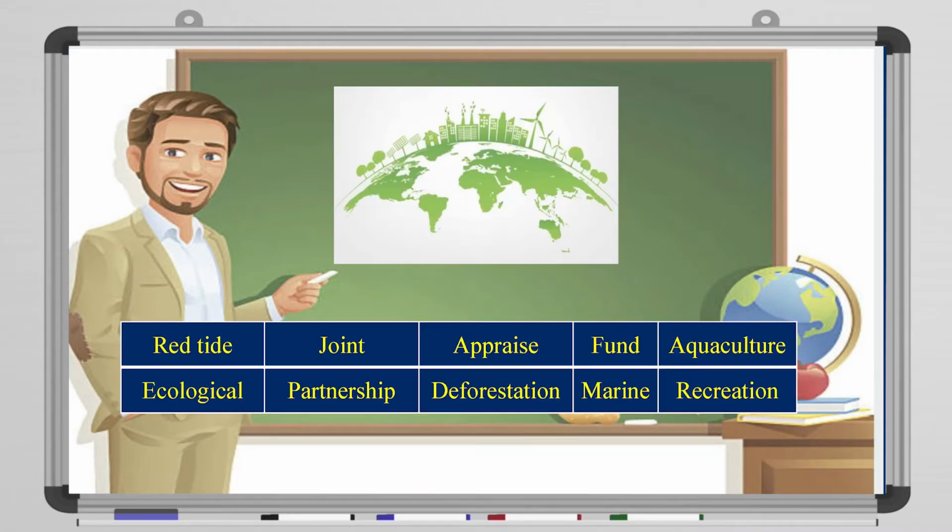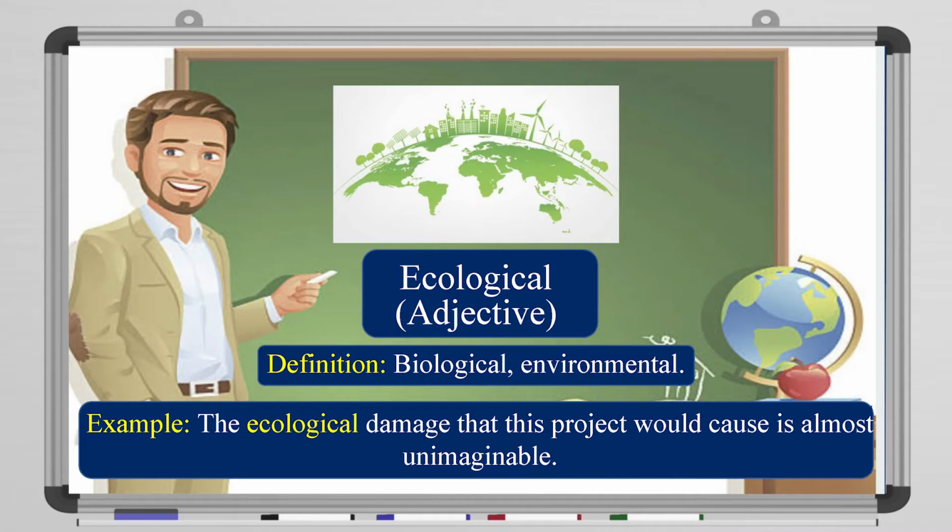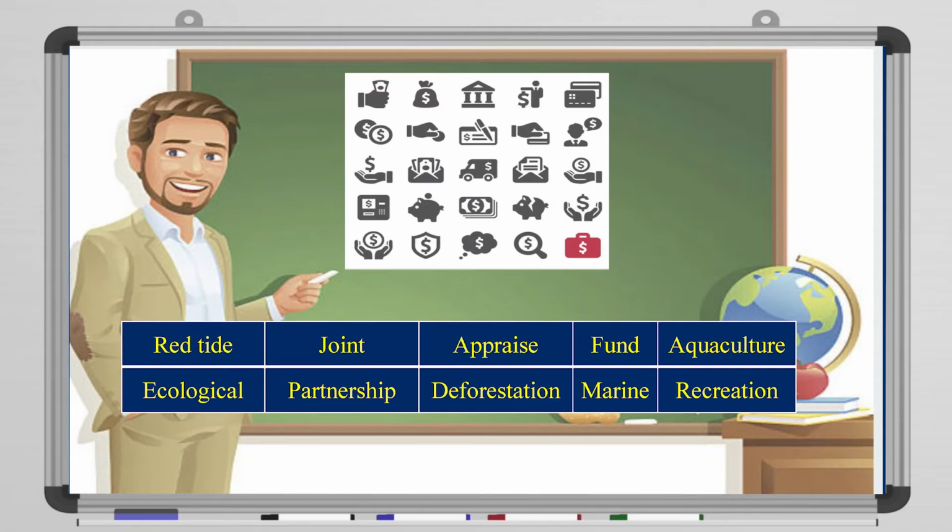So we have a picture of the globe with trees, houses, factories. So what do we call this? What do we call all of this? It is ecological, so it's an adjective. Ecological means biological or environmental. So let's look at the example. The ecological damage that this project would cause is almost unimaginable. So there's a certain project that would cause ecological damage. So damage to the biology of the area, damage to the environment of the area, it's called ecological. Did you get that? So you can notice that the words are very planet-oriented, right? Let's look at the next words.